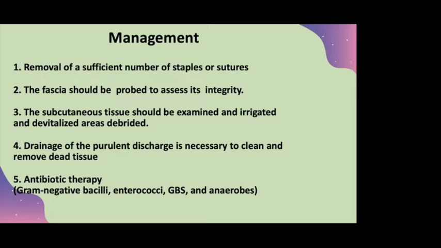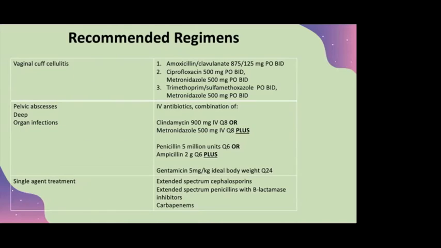Fifth would be the antibiotic therapy that is indicated for deep wound infections. Unless directed by wound cultures or unique patient circumstances, antibiotic therapy should be targeted against the expected pathogens as determined by the surveillance data. The most common pathogens found in the surgical site infections after obstetric and gynecologic surgeries are the following: the gram-negative bacilli, enterococci, GBS, pneumococcus cellulitis. The following can be given.